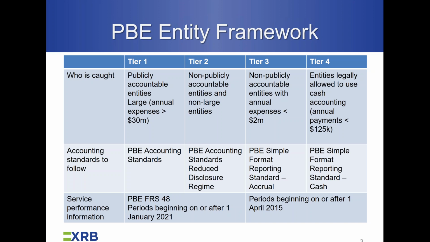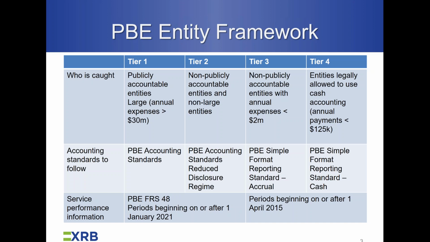The breaking headline news is that the Tier 1 and Tier 2 financial reporting standard requiring Tier 1 and Tier 2 entities to prepare service performance information was approved yesterday at the Accounting Standards Board. So watch the space, watch your inbox for news of the issue of the preparer's requirements to prepare service performance information in the Tier 1 and Tier 2 space. That will be PBE FRS 48 and will be effective for periods beginning on or after 1 January 2021.